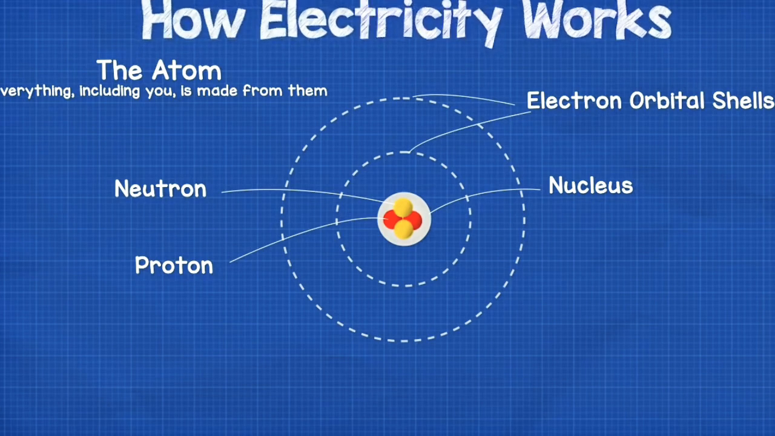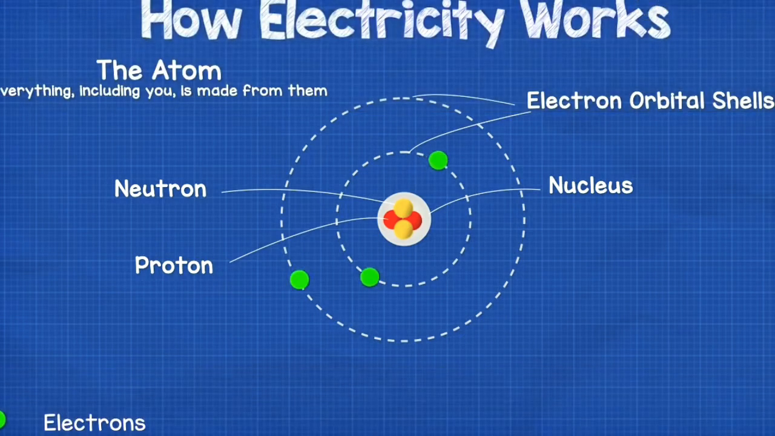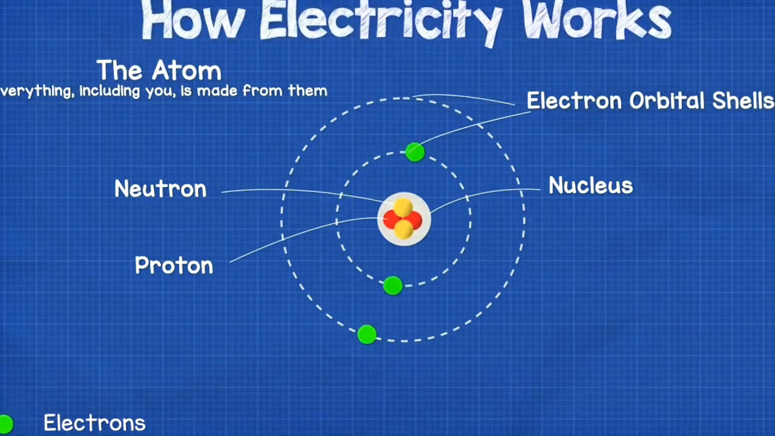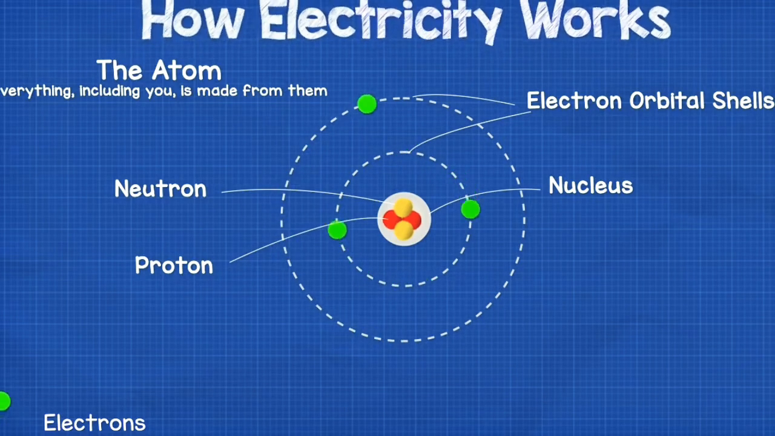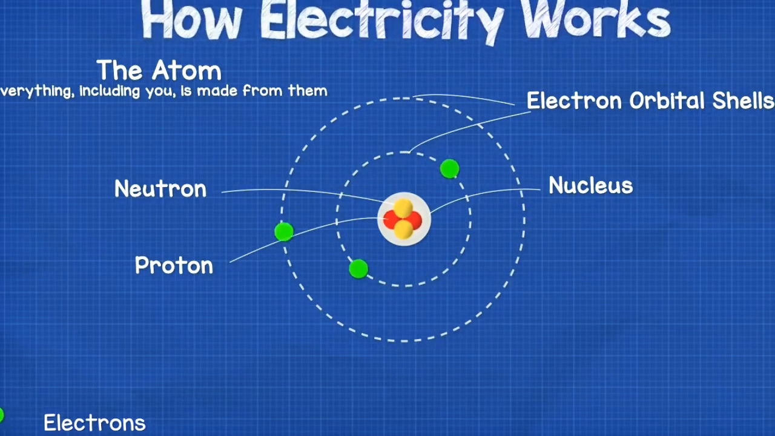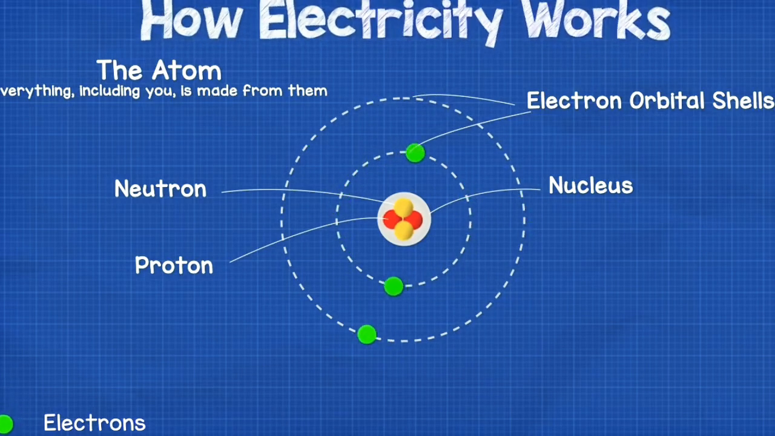In the nucleus we have the same amount of neutrons and protons, and outside the nucleus we can find some elliptical shells or orbital shells on which electrons will be revolving around the nucleus. So we can see in this diagram that the central part is made up of the nucleus. In that nucleus we find some protons and neutrons which are of equal number.